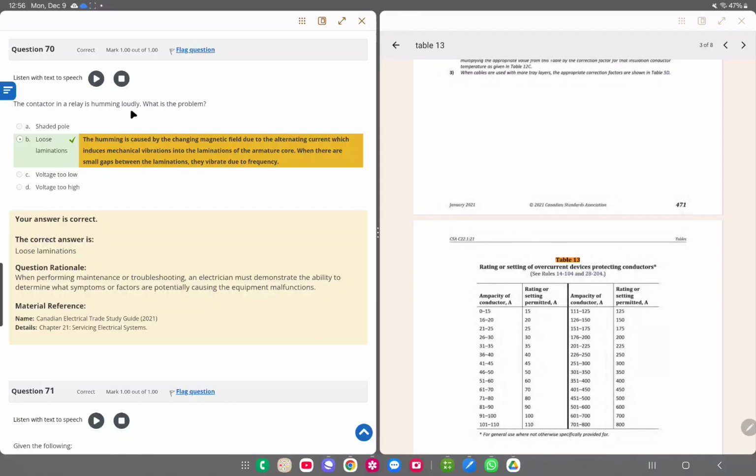A contactor or relay is humming loudly. What is the problem? It's loose laminations. The humming is caused by the changing magnetic field due to the alternating current, which induces mechanical vibrations into the laminations of the armature core. When there are small gaps between the laminations, they vibrate due to the frequency.